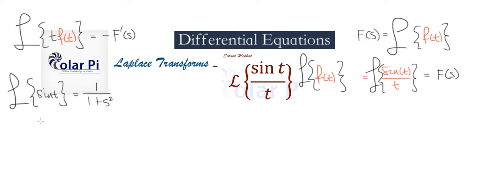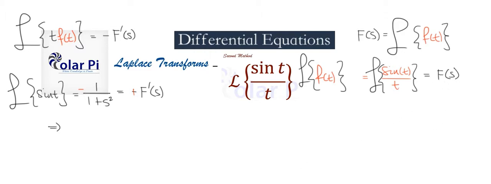Okay, cool. But as this is the Laplace transform for t times f of t, with f of t being sine t over t, we see that on the one hand it's this, but on the other hand it's equal to the negative of F prime of s, where F of s is the Laplace transform for sine t over t, which is what we're after. So 1 divided by 1 plus s squared is equal to the negative of F prime of s. That means F prime of s is equal to negative 1 divided by 1 plus s squared.